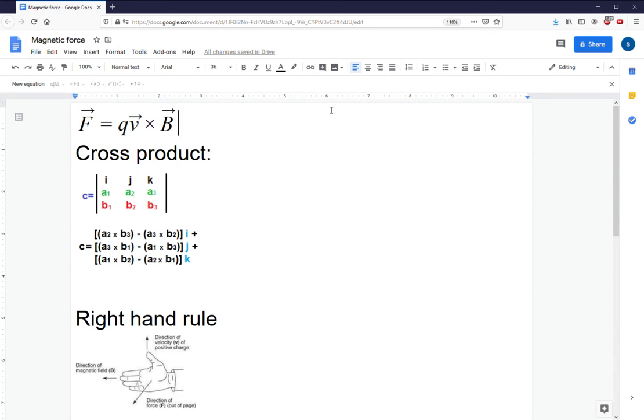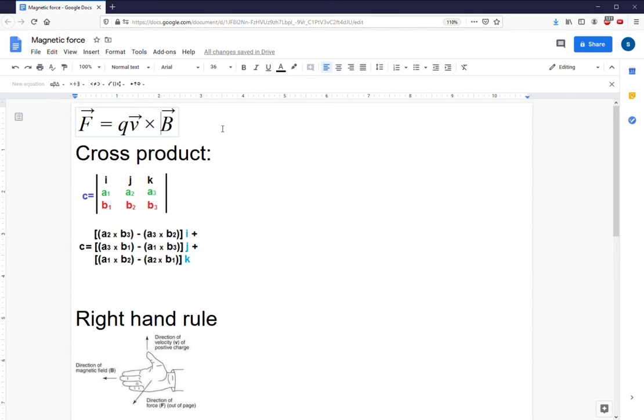Magnetic force. A lot of this lecture is going to be very reminiscent of what you learned in Physics 2. This lecture is going to serve mostly as a review of that material, plus formalizing some of the stuff. So the basic formula for the magnetic force is F is equal to Q times V cross B. This is the cross product.